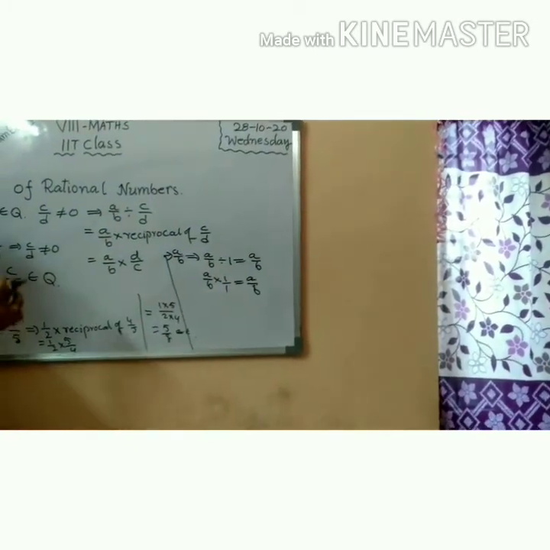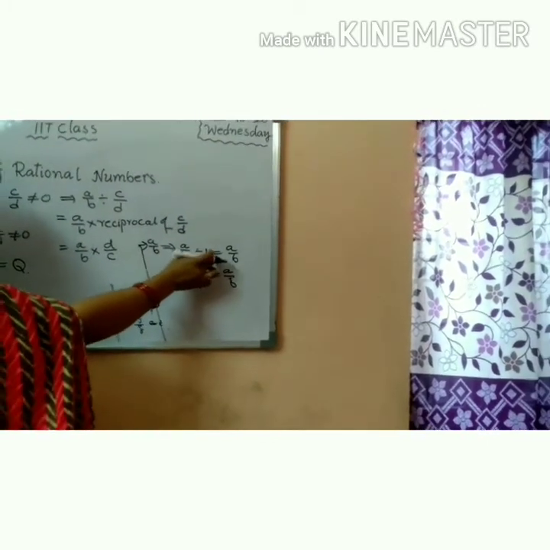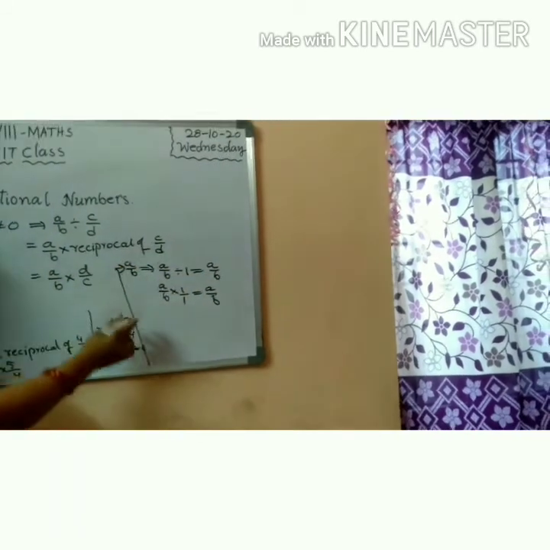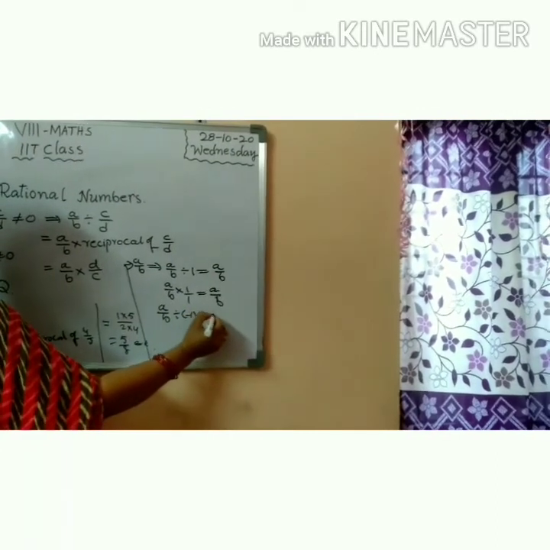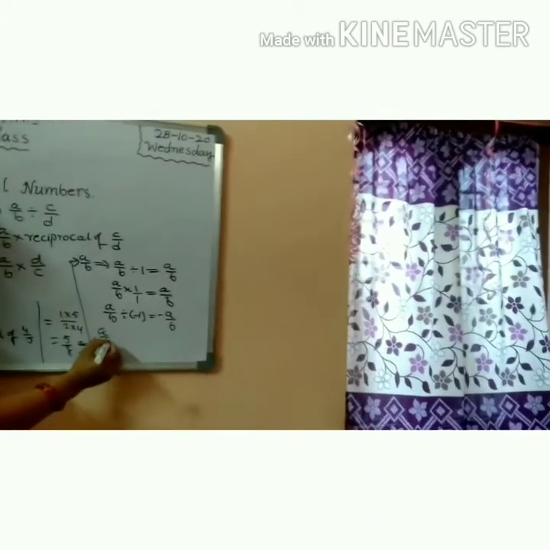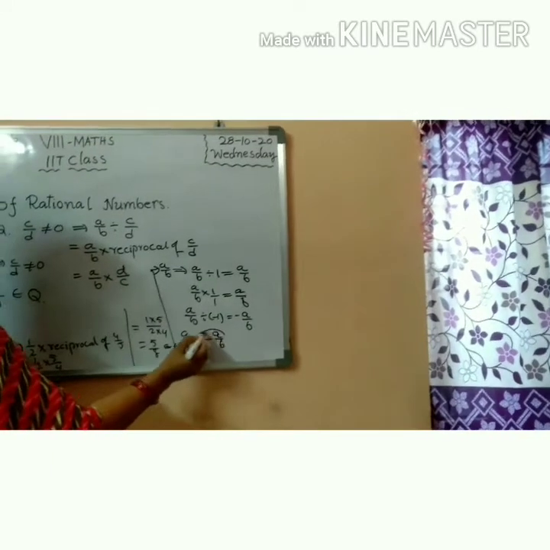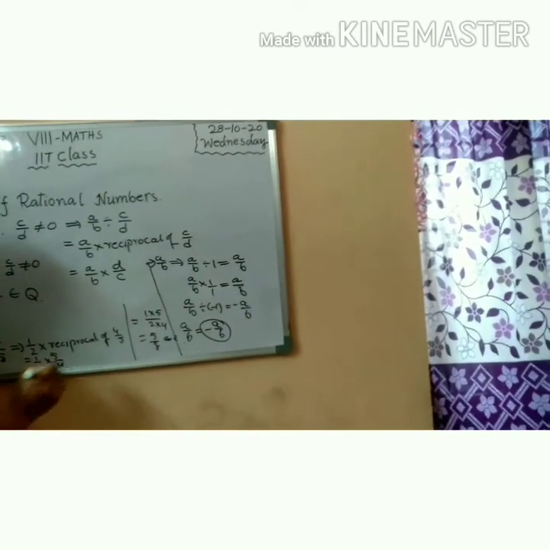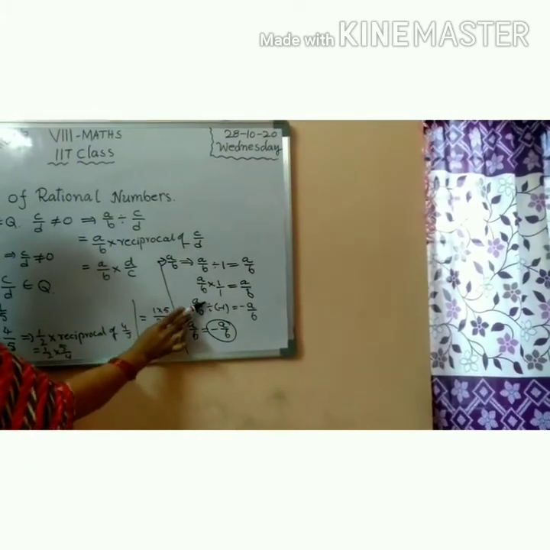For any rational number A/B, we have A/B divided by 1 equal to A/B. At the same time, A/B divided by minus 1 equals minus A/B. Is A/B equal to minus A/B possible? No, it is minus A/B. So A/B divided by 1 equals A/B, and A/B divided by minus 1 equals minus A/B.